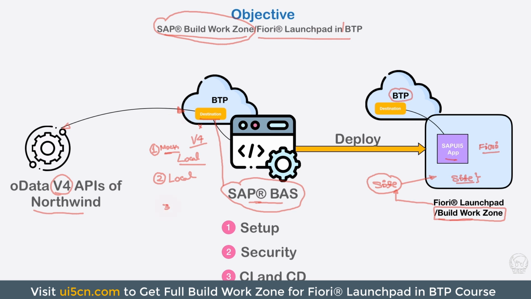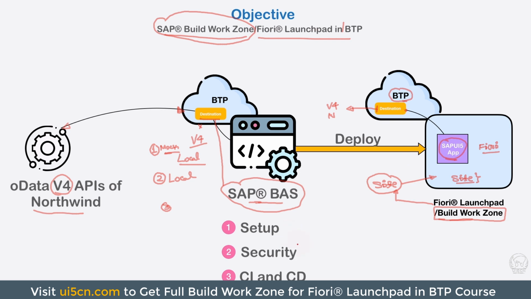And in the third scenario, we will deploy the application to your SAP BTP site, which is in the Build Work Zone. And here our SAP UI5 application will be utilizing the destination which is set in SAP BTP, and using this destination reach the version 4 OData of Northwind. So this is going to be the first part of the course, where we are going to do all this setup and work with SAP BAS, SAP BTP destination, and your Build Work Zone.